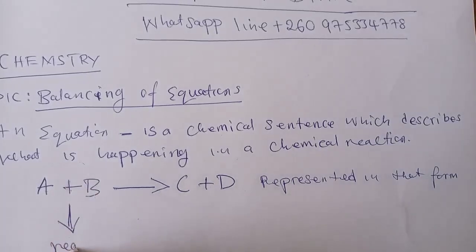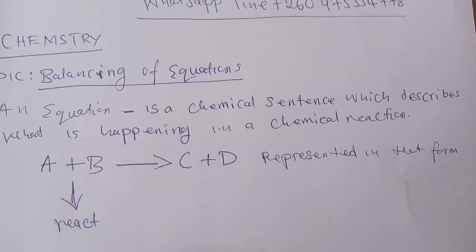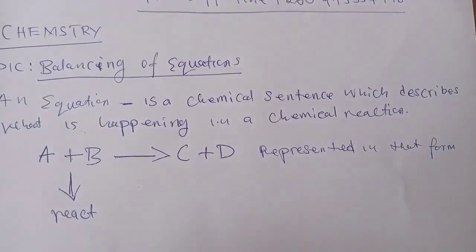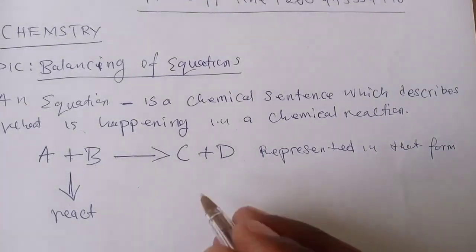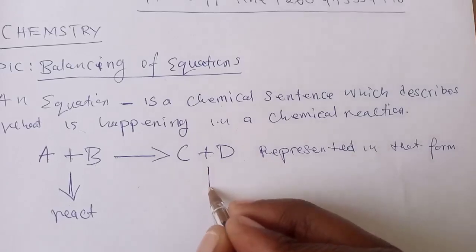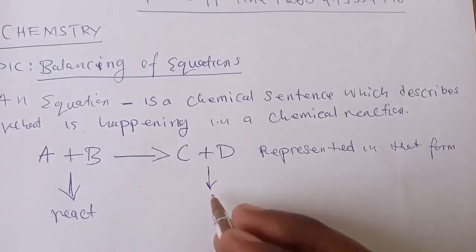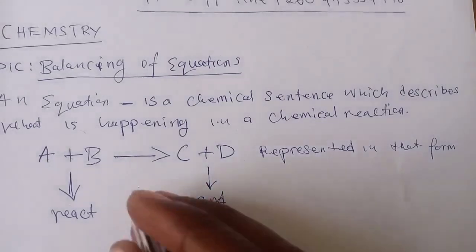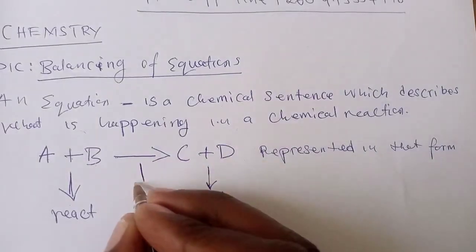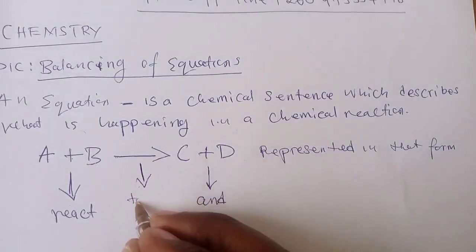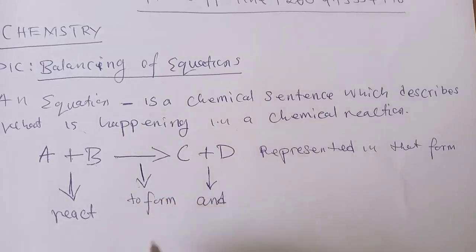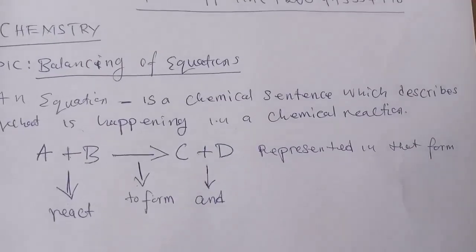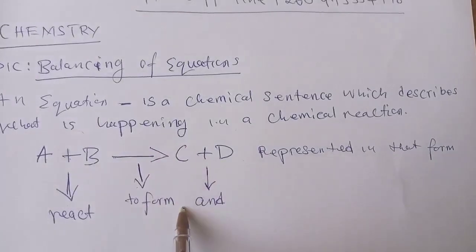It means to react like that. The plus on the right hand side means and. Even this arrow means to form, like that. This arrow means to form.